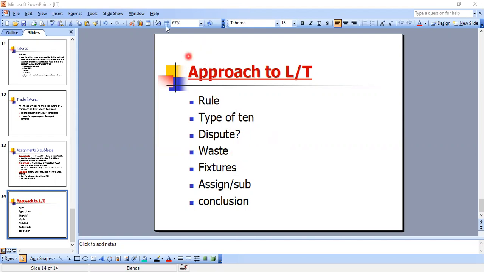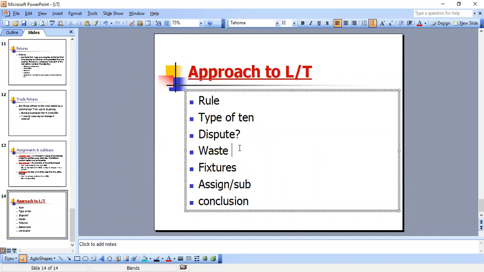Let me put my question marks here. So waste, if needed. If you see anything like they're chopping down trees or not taking care of fixing the premises. Fixtures, are there any fixtures that need to be addressed?